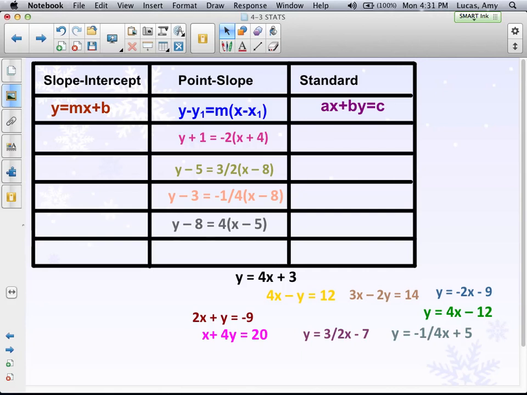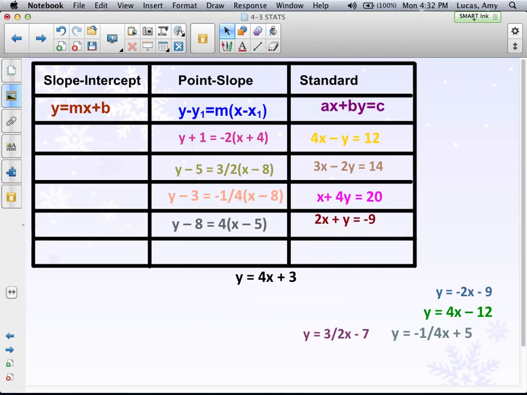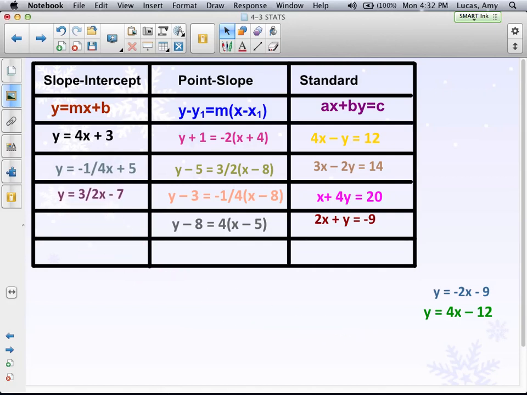Standard form, you may or may not remember, standard form, A, B, and C are integers, but A has to be positive. There we go. And then slope-intercept form, y equals, so the only thing on the left-hand side is the y. There you go.